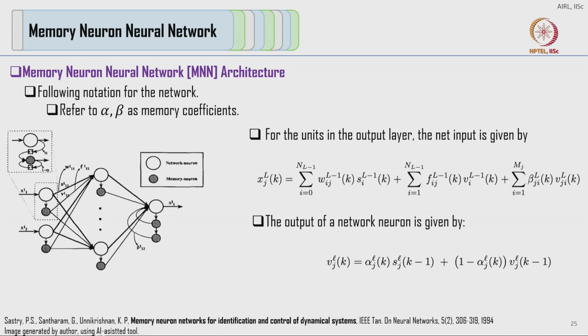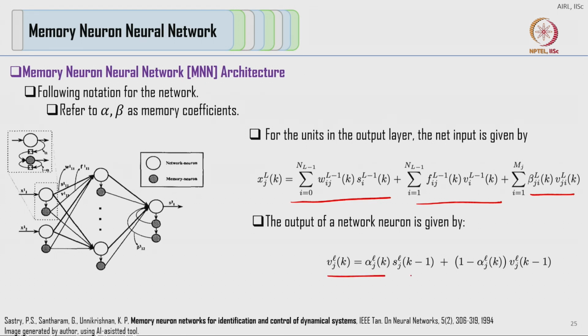Similarly, I can compute the output neuron in the last layer. I am computing all the contributions from the network neurons in the L minus 1th layer, and the memory neuron from the L minus 1th layer, and the corresponding memory neuron of the Lth layer. That is my net activation potential. I will pass it through an activation function and get the output.